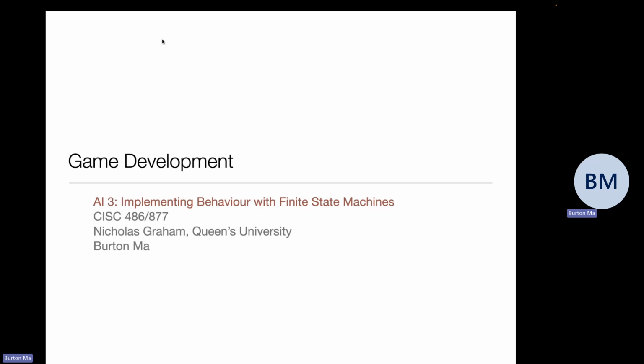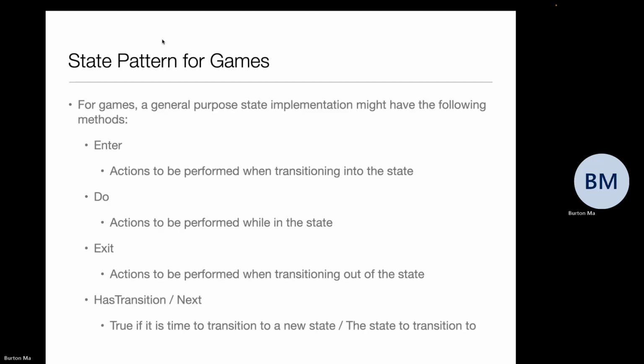Now, the problem with that example is for game development, that's not the most realistic way to solve this particular problem. So today I want to show you an example of how you can do this in the context of a video game. Okay. So for games, a general purpose state implementation might have the following methods instead.